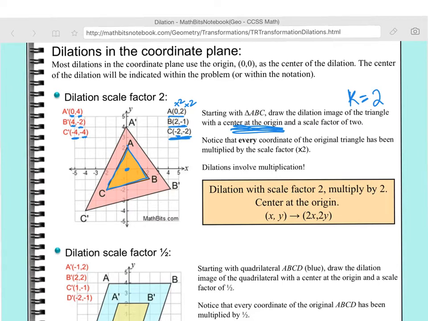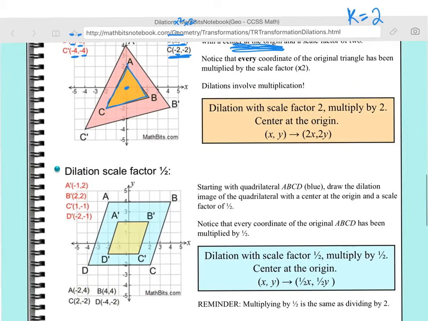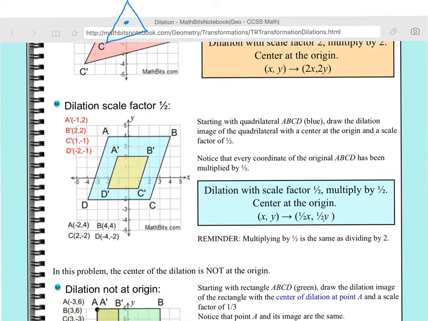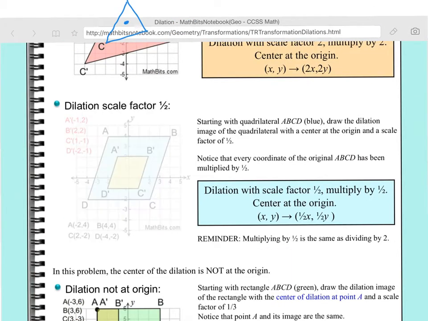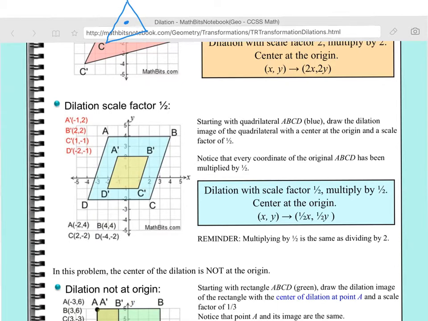Let's look at another example where the scale factors are half. So we see the pre-image here, the original shape, and the original shape is A, B, C, D, this parallelogram. So we know that the points A, B, C, and D.